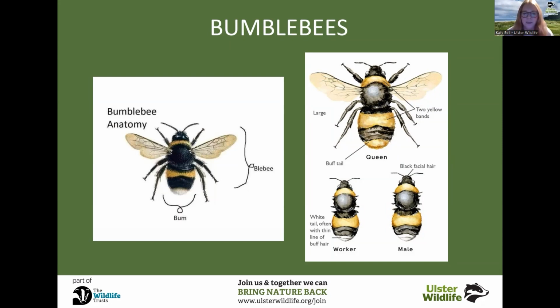So with honeybees, we can have lots and lots of bees, thousands of bees in a honeybee colony. But in a bumblebee nest, this number varies, so maybe 50 to 300, something like that. So far fewer bees in our bumblebee nests.